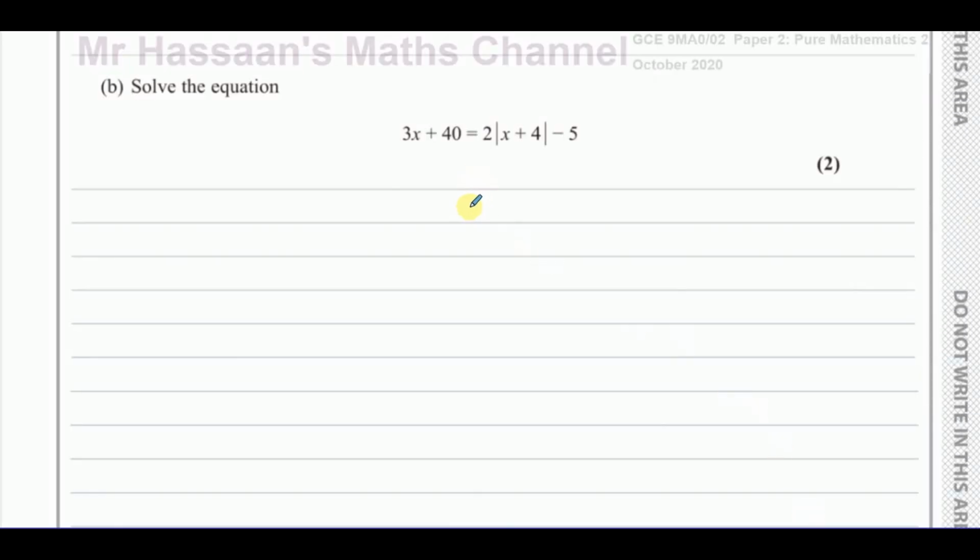Now to solve part B, it says solve the equation 3x plus 40 equals 2 times the modulus of x plus 4, minus 5. Basically, y equals 2 times the modulus of x plus 4 minus 5 is what we have sketched, and y equals 3x plus 40 is a line. We want to know where these two intersect. Where does this line intersect that curve? The x values where they intersect will be the solutions of this equation.